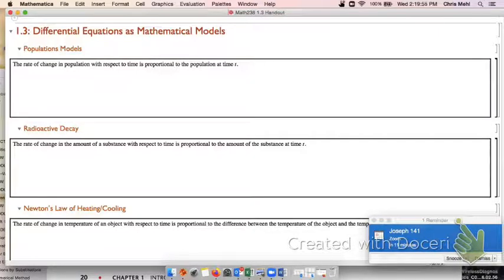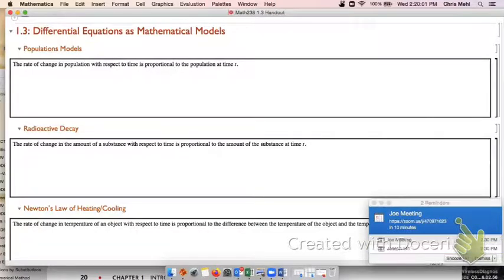Alright, welcome everybody. Today I'm going to cover section 1.3, differential equations as mathematical models.